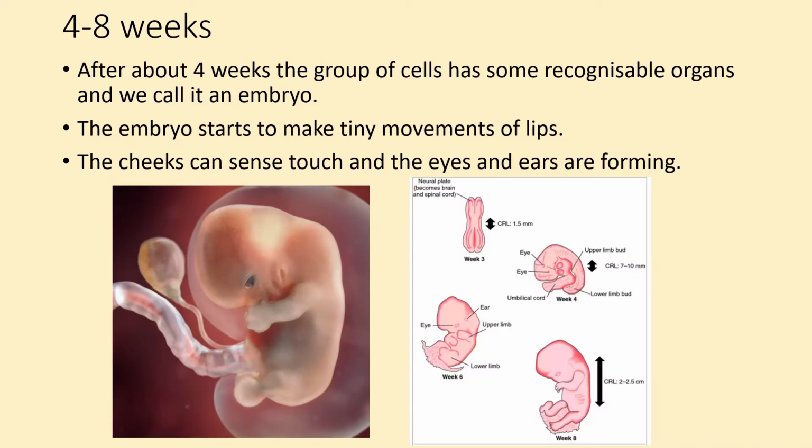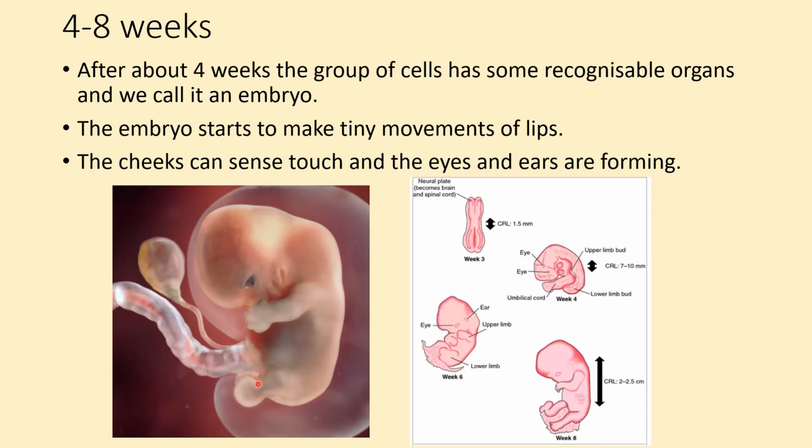4 to 8 weeks. After about 4 weeks, the group of cells has some recognizable organs and we call it an embryo. So we need to know this keyword, embryo. The embryo starts to make tiny movements of lips. The cheeks can sense touch and the eyes and ears are forming.